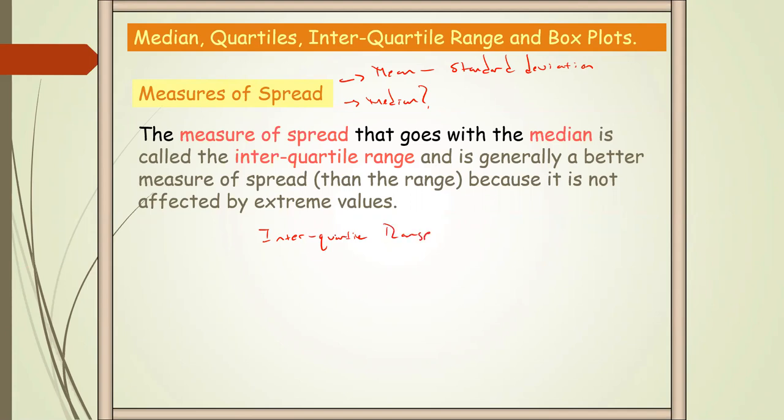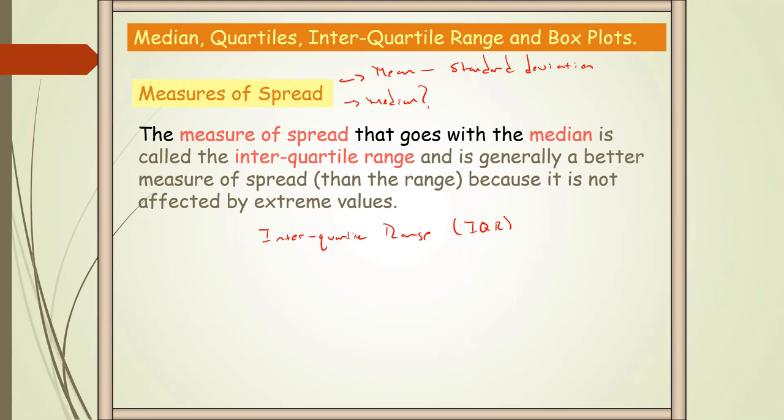You're going to hear me call this interquartile range the IQR. It's generally a better measure of spread than, say, the range. The range is rarely reported because it's affected by extreme outliers. The interquartile range comes up a lot when we talk about how to identify outliers in data sets and also how to construct what we call box and whisker plots, or box plots.